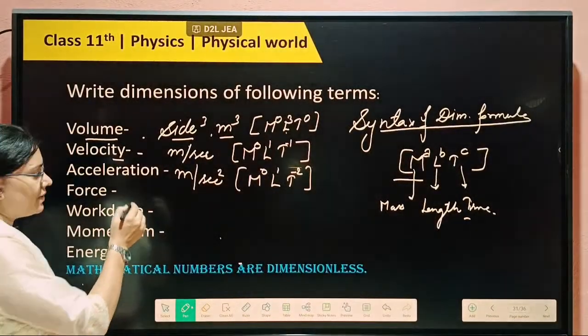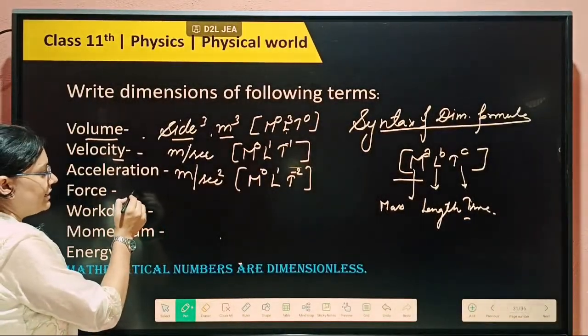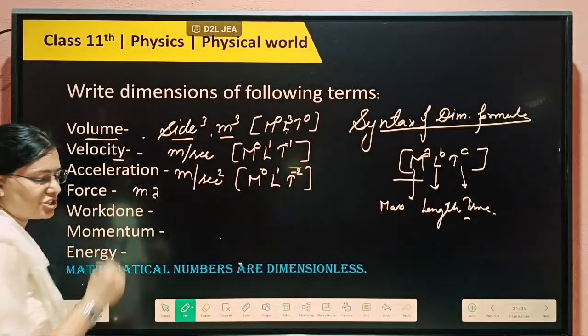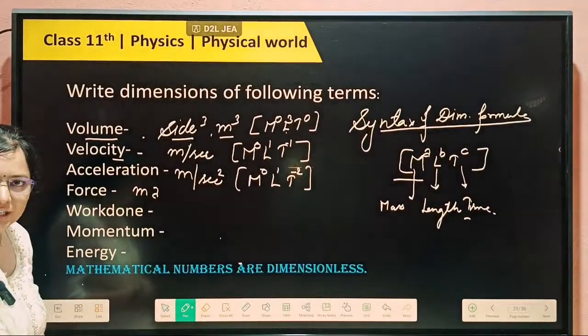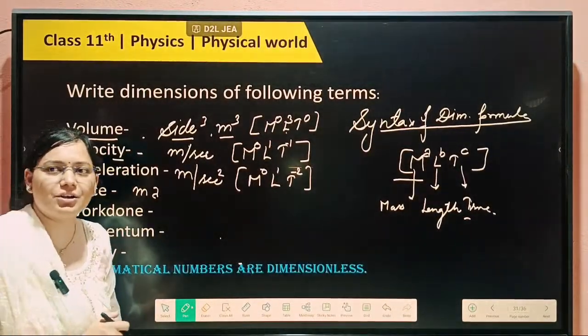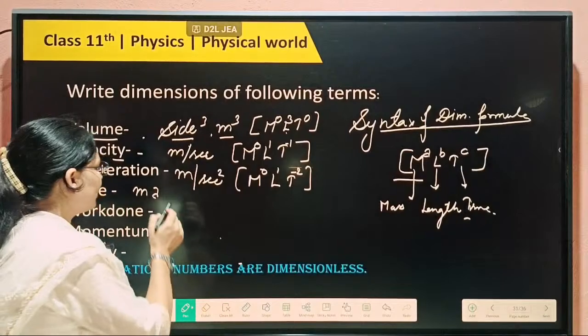Newton, I told you previously, we can write as mass into acceleration. Here acceleration is our derived unit, that's why first we will convert it into fundamental units. How can we convert?